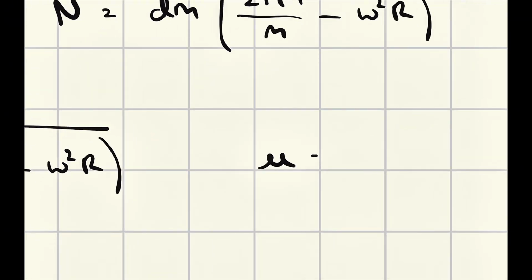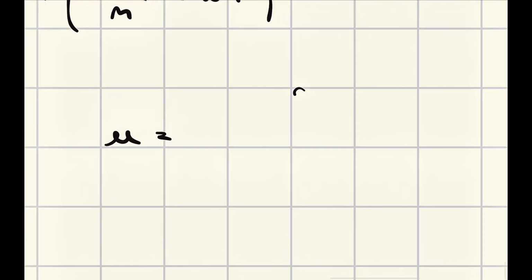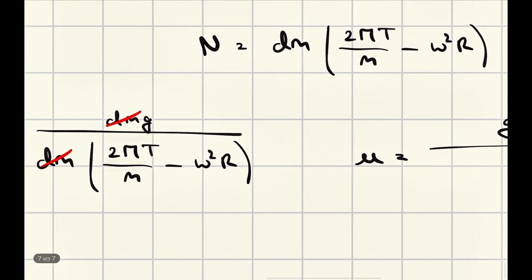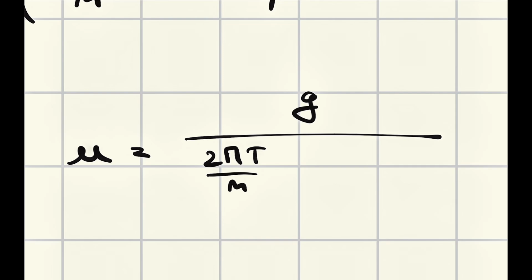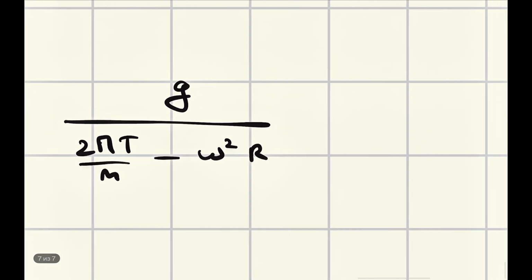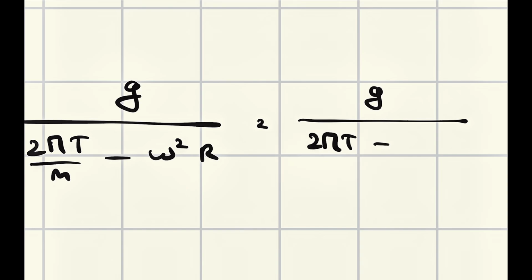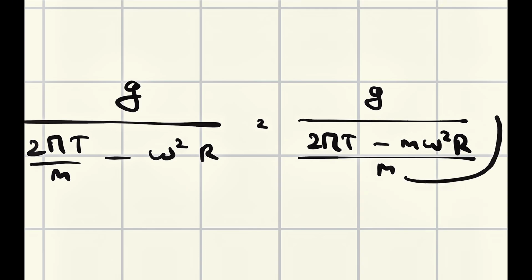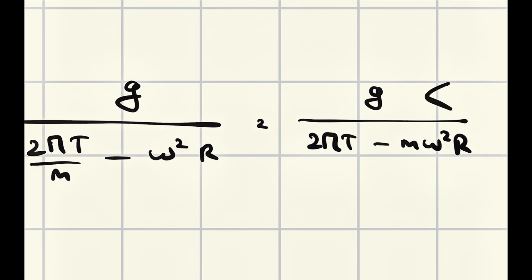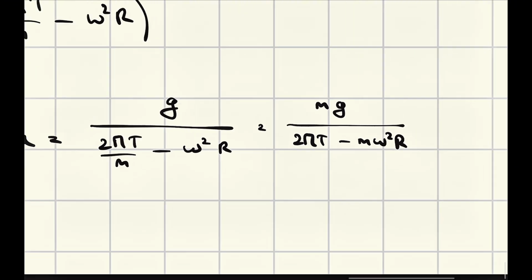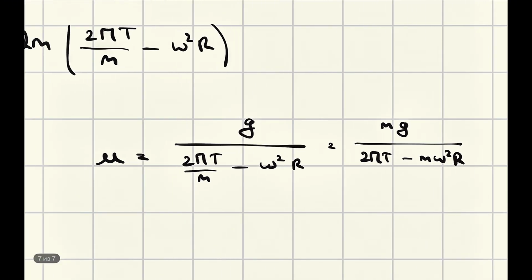Our mu will be equal to what? We have g at the top. We have 2 pi T divided by m minus omega squared r. We might not put it inside the brackets. However, let's do it something like this. Let's multiply this thing by m as well. And then we've got g at the top, 2 pi T minus m omega squared r, and we have m at the bottom, totally, right? But by math, we can move it upward, and our answer will be mg divided by 2 pi T minus m omega squared r. And I believe this is the correct answer.